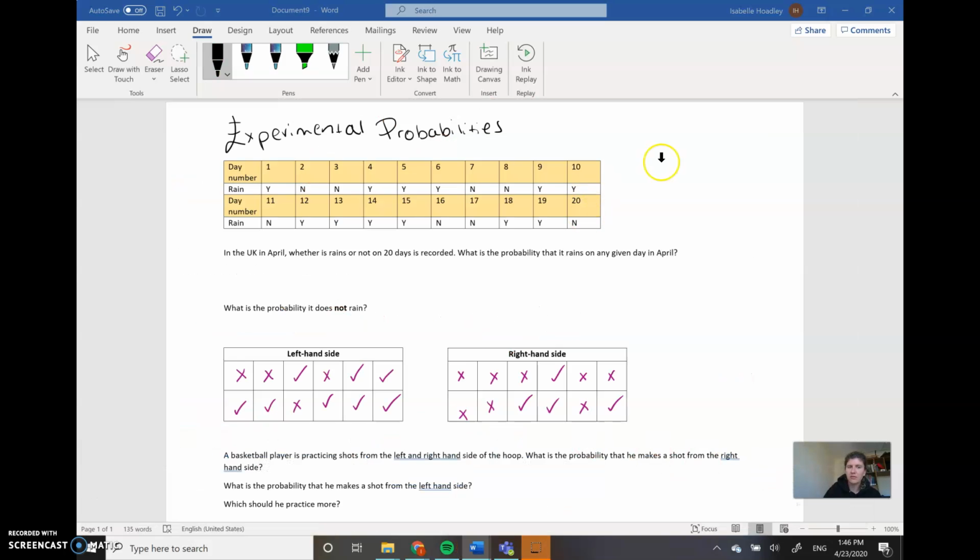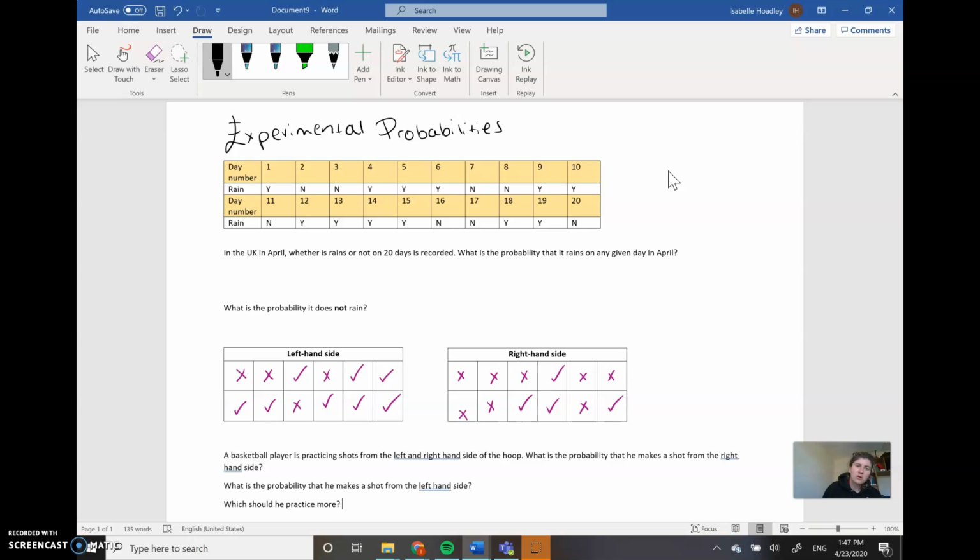Okay, so experimental probabilities. With experimental probabilities, we do the exact same thing, except we use the data that you're given in the question rather than what you might theoretically expect. So now we're going to go back to our rainy day example.